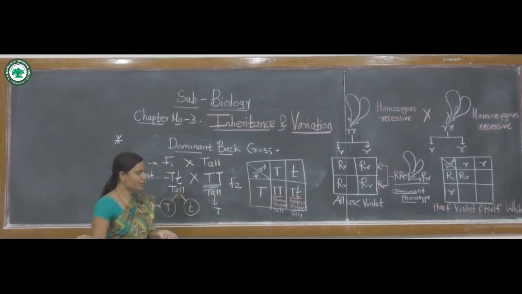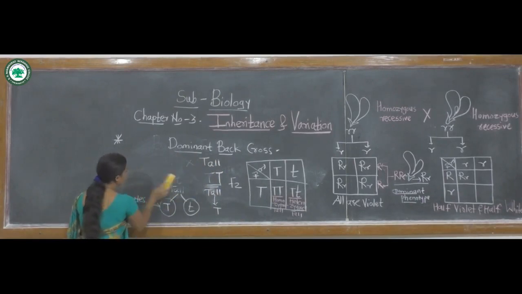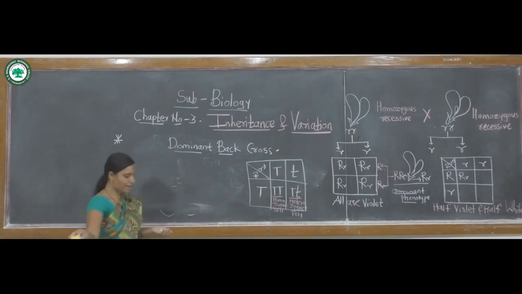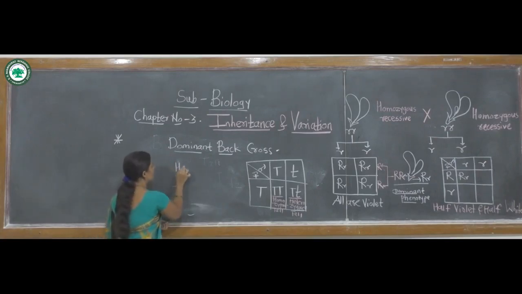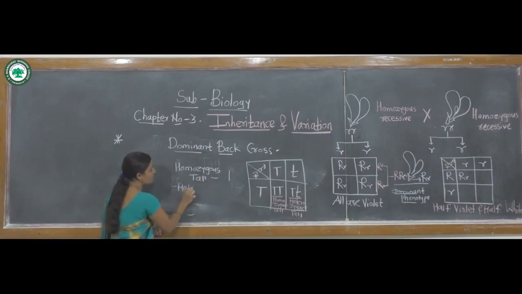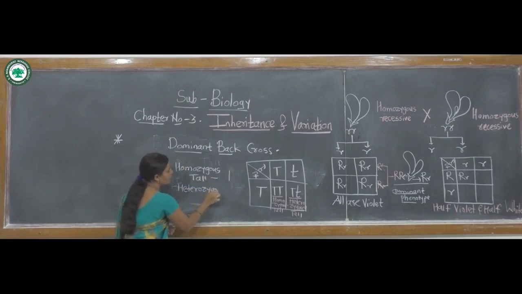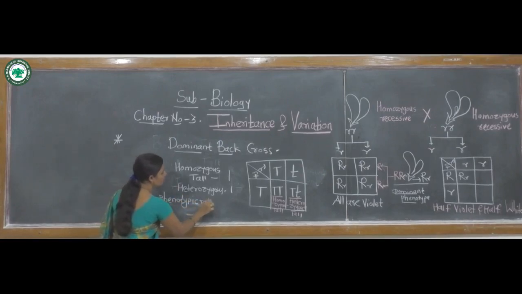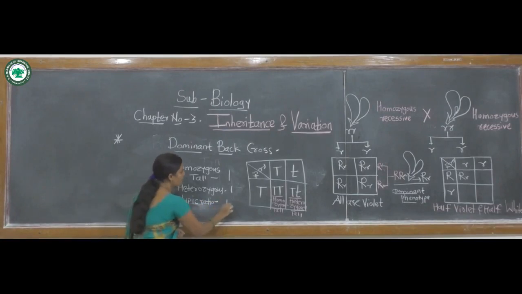The phenotypic ratio in the dominant back cross is 1:1, homozygous tall plant 1 and heterozygous tall plant 1. The ratio is 1:1.